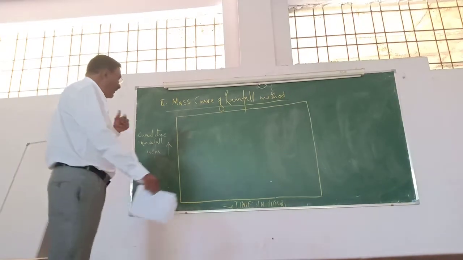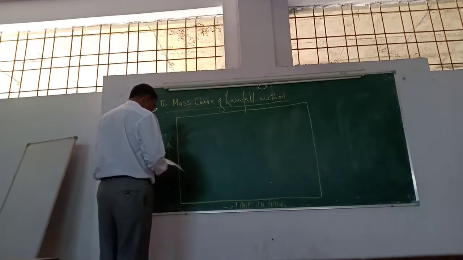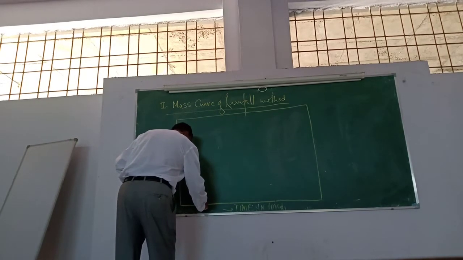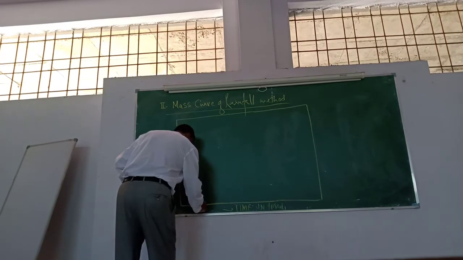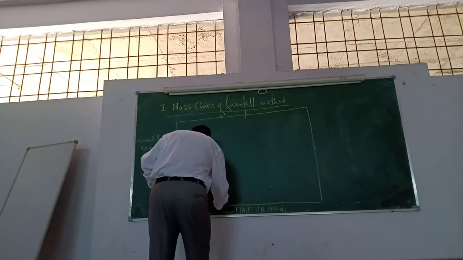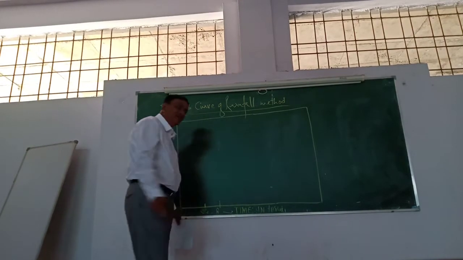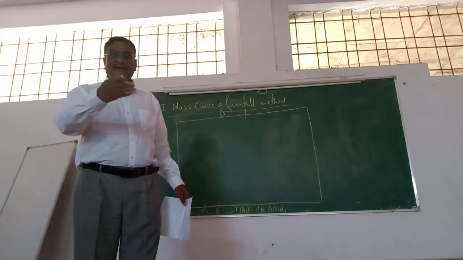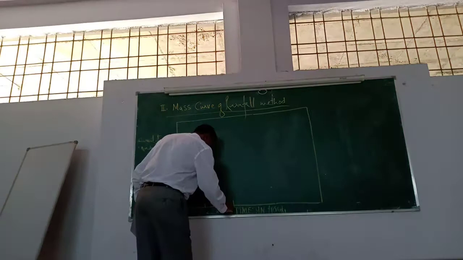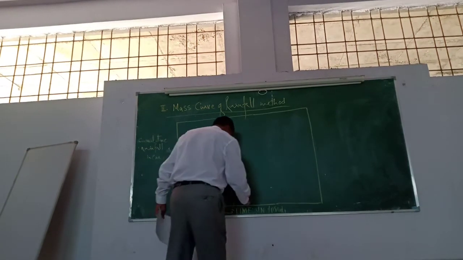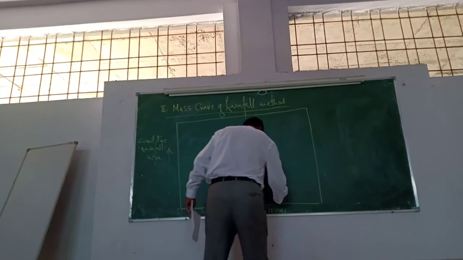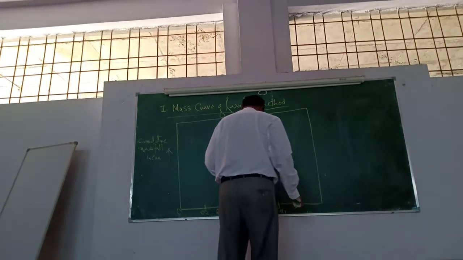Now, for example, for time in hours, every 4 hours I want a mark. First 4 hours, you are at 0 here, then 4 hours. Next is 8 hours. Ready? 4, 8, 12. Every 4 hours. Next is 12, next is 16, 20, and next is 24.